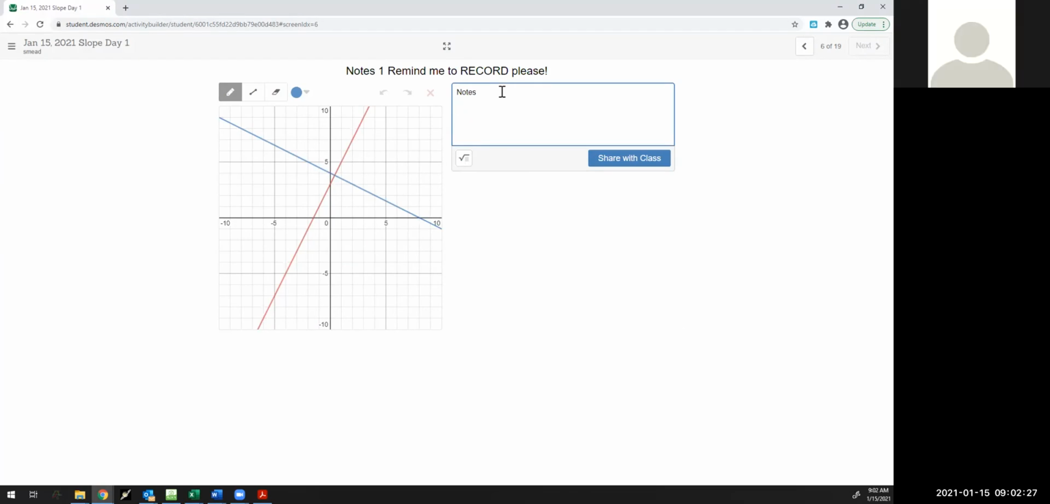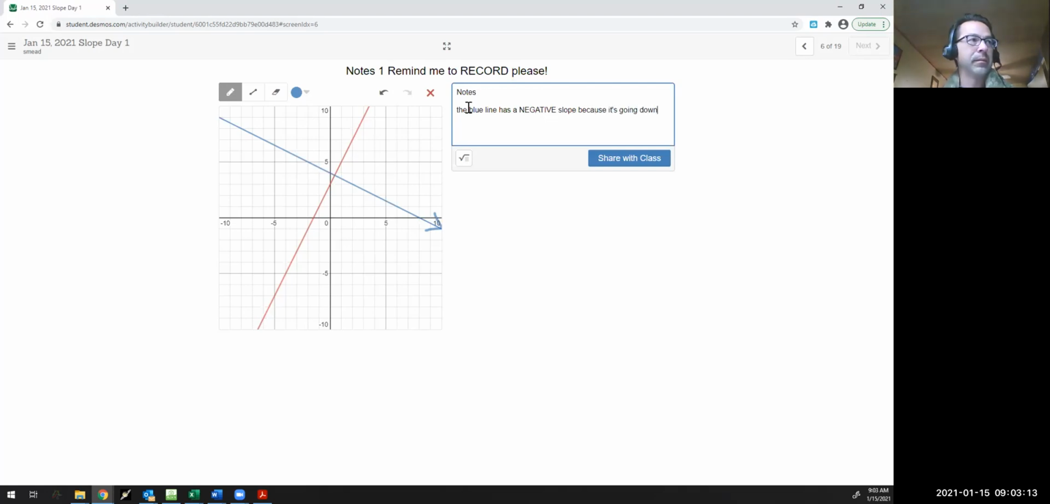Okay, so first thing, as far as notes are concerned. Let's check this line out. When you read or look at a graph, you always start on the left side and see, pretend this is a ball. Is that ball going down or is it going up right now? Going down. Right, so this blue line has a negative slope. Negative slope because it's going down.